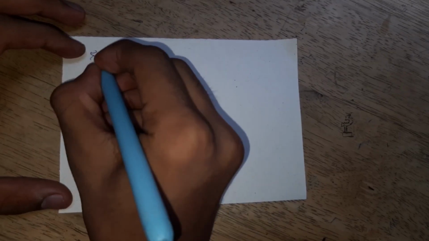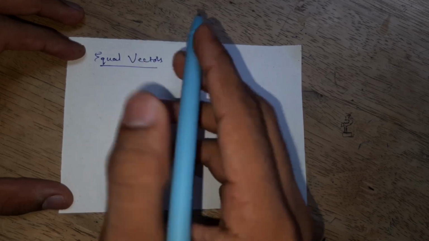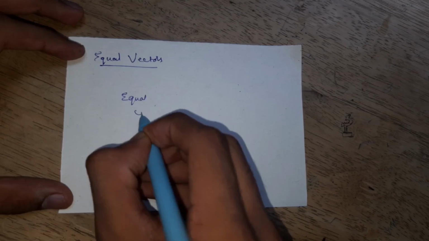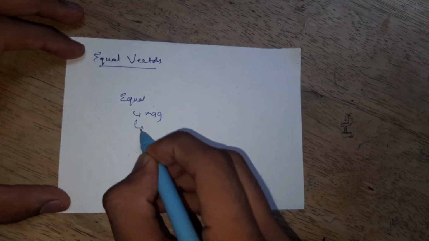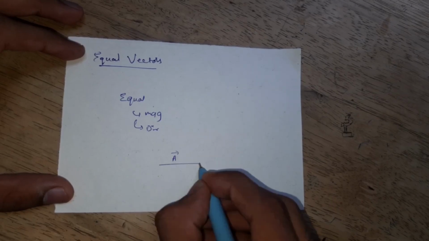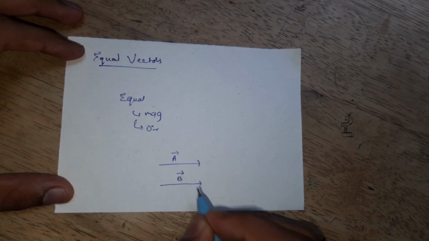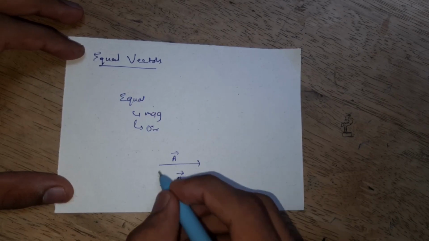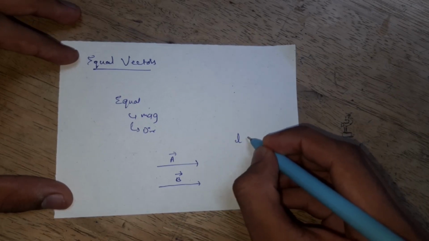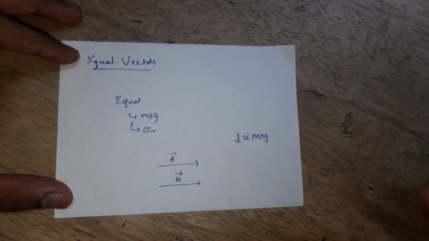Next up, we have equal vectors. These are those vectors which are equal in magnitude and in direction. So let's assume there is this vector A and there is this vector B, right? So you do notice these are both of around the same length. So length of the arrow is proportional to the magnitude. So that's it for equal vectors.